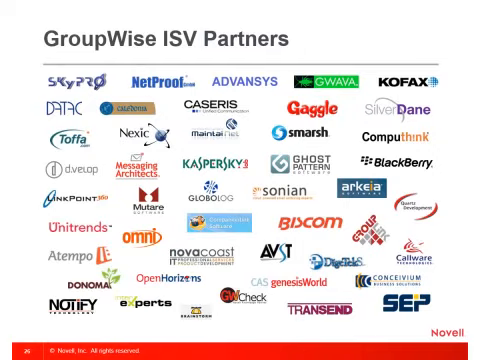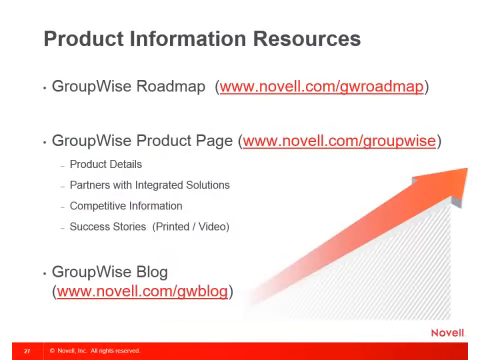And I think here is the last slide, just a brief list of product information resources. All of the marketing information and sales enablement will be found in one of a couple of places. Number one, on the GroupWise product page that you see listed here. That material will be updated. A lot of the competitive information, the flyers, the white papers will all be put there.